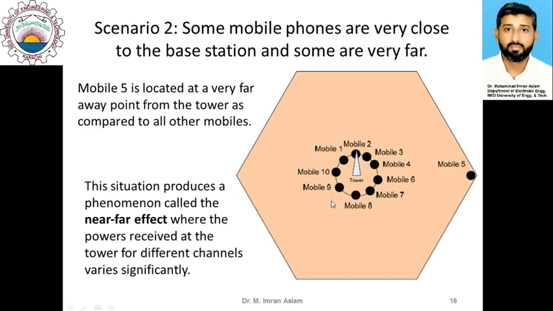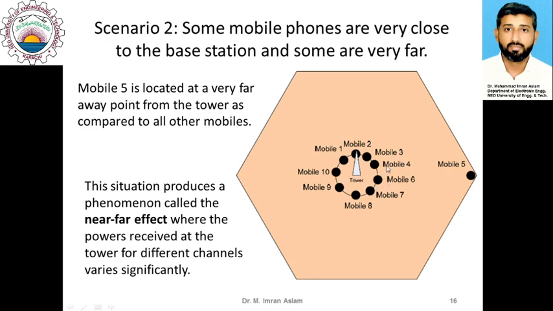The scenario becomes more complicated and more practical when the distances are not equal. To illustrate that, I have used a mobile 5 which is far away from the base station, and all other mobiles are close. So signals coming from all these mobiles to the base station would be strong, and the signal coming from mobile number 5 to the base station would be weak.